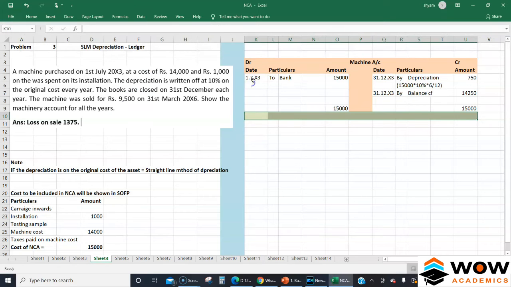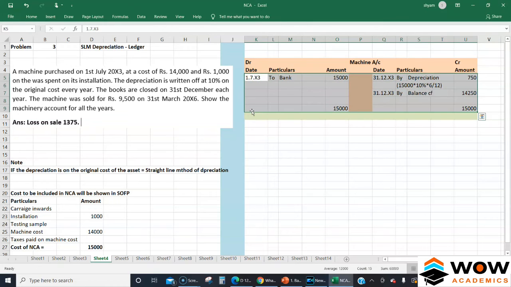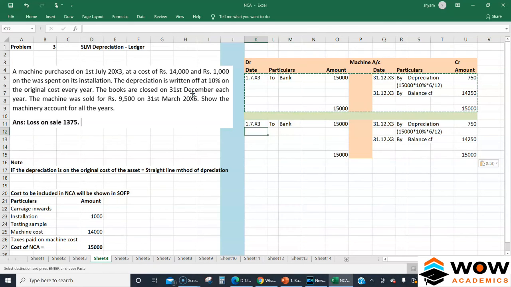So this year is over, so we have to start from the next year. So we'll just copy this, because we have to show up to 2016. We have to show, now only we are in 13. So what we have to show here, see, the year has to be a beginning year, and it's going to be balance brought forward. The amount would be 14,250.